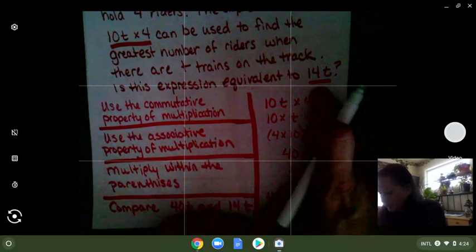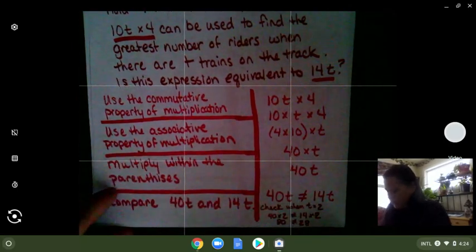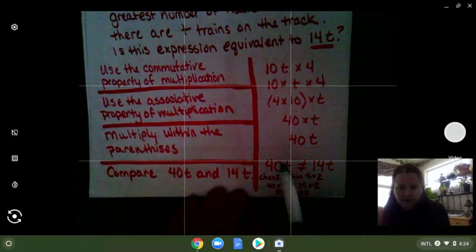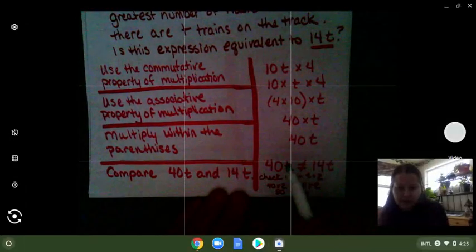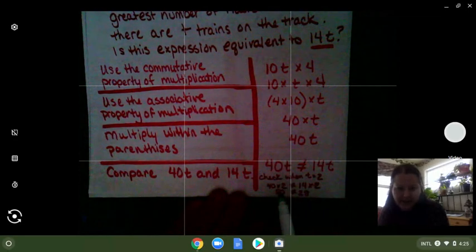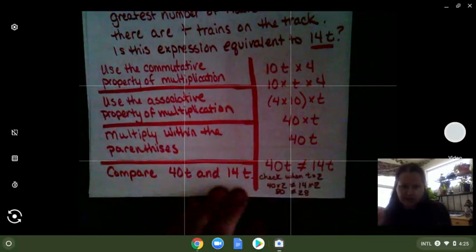Is that the same as 14t? No, it is not. One way to check to see if it's the same or not is to substitute a variable. Maybe pick something small, like 2. If you have 2 trains with 40 spots on each train, 2 times 40 is 80. Whereas if you have 2 here, 2 times 14 is 28. So these are not equal. These expressions are not equal.